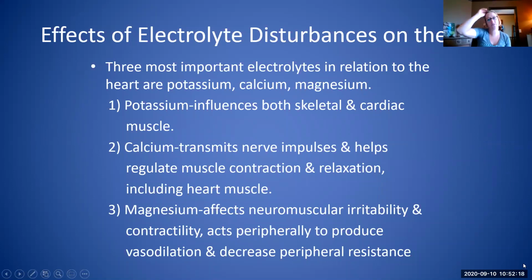Okay, so effects of electrolyte disturbances. The 3 most important electrolytes for the heart are potassium, calcium, and magnesium. Phosphorus can affect it as well, but not as much on the actual electrical disturbances for the heart. So potassium influences both skeletal and cardiac muscle. If you have hypokalemia, you'll see a more flattened T wave. You could potentially see the U wave. And then with hyperkalemia, you'll see a more tented, peaked T wave. And in both cases, if they're severe enough, they can go into VTach.